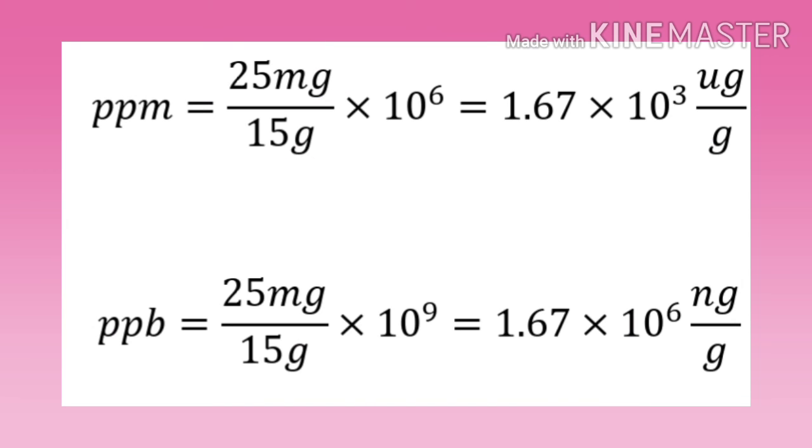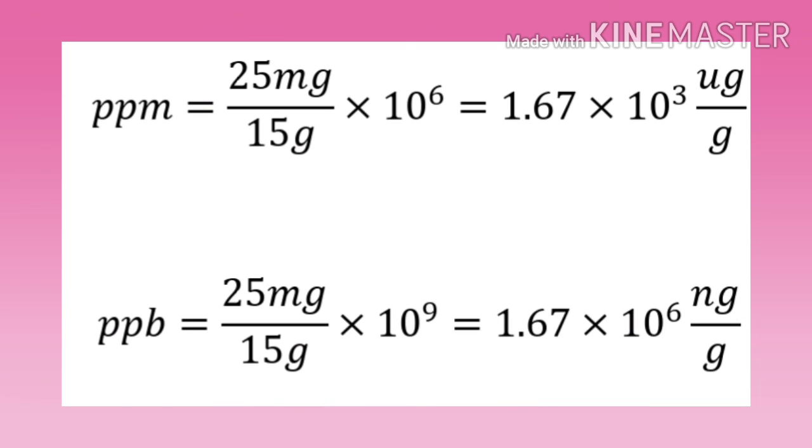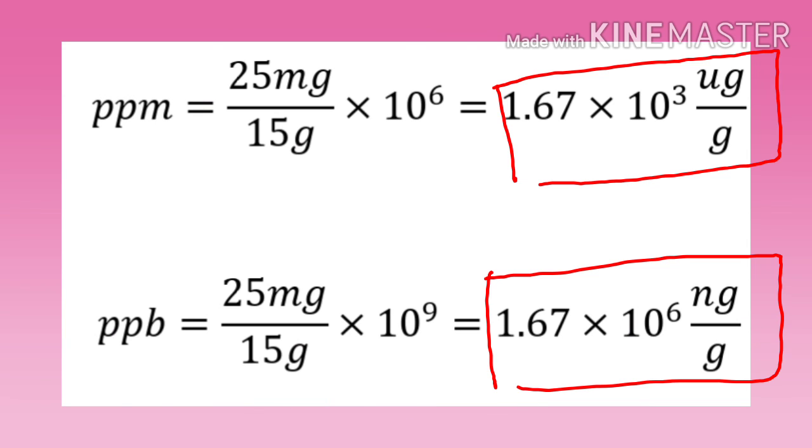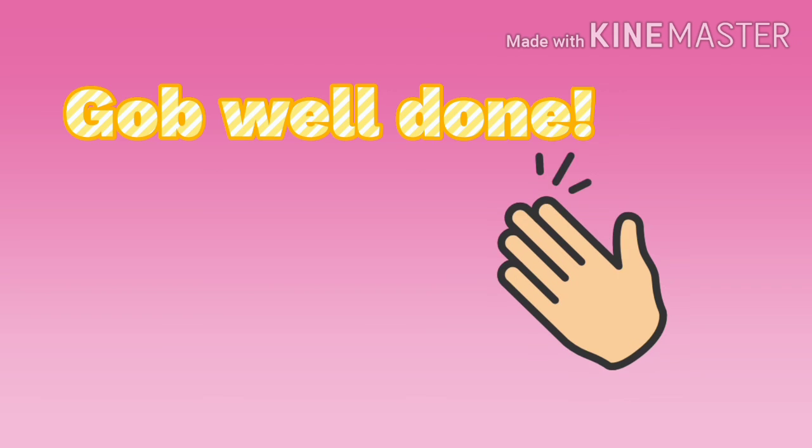Now, when we apply the same method to get the parts per billion, we will get 1.67 times 10 raised to 6 nanogram per gram. I hope that you did get the same answers like I did, and if you did, job well done.